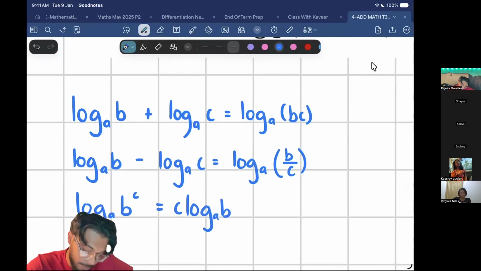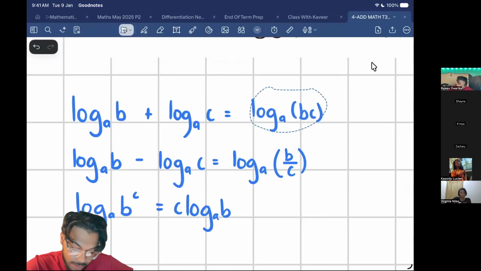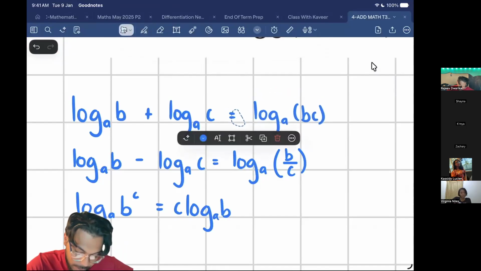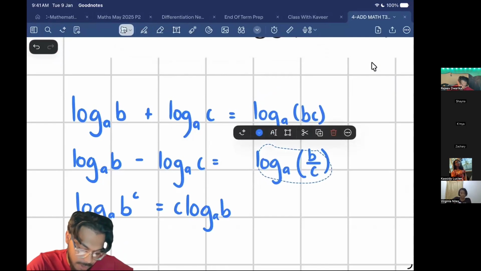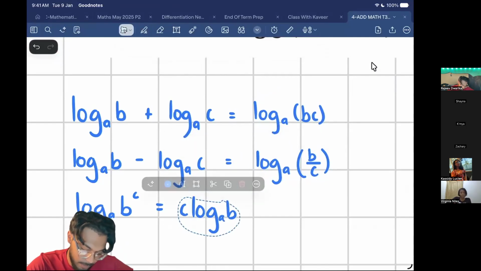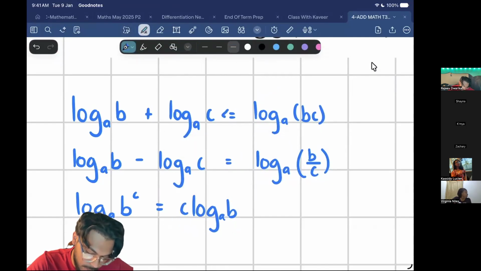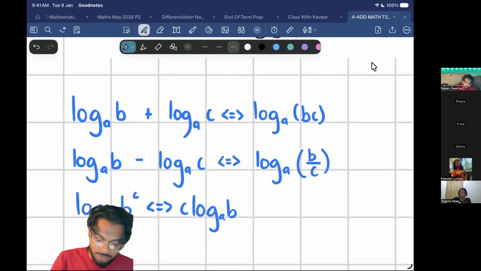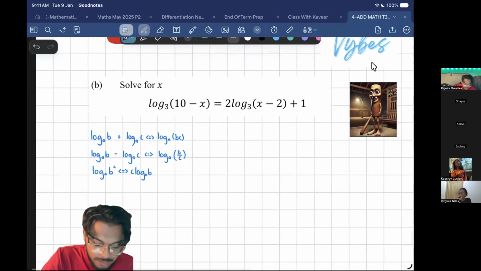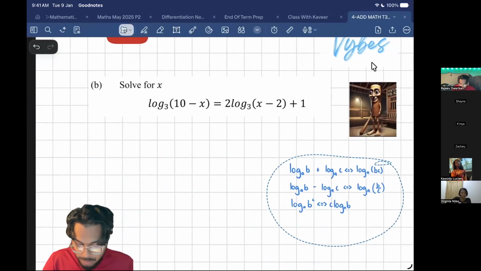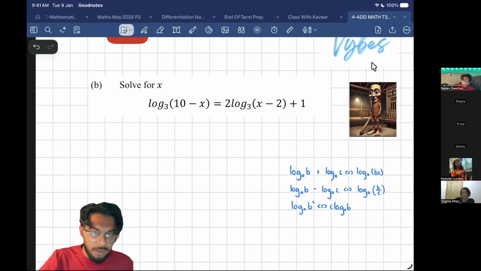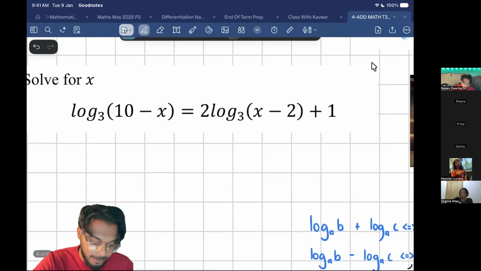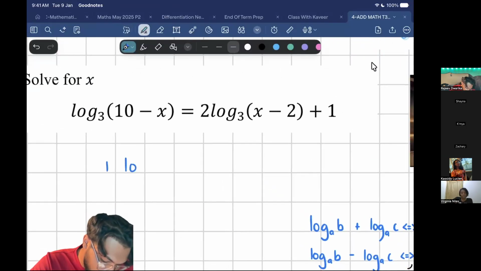I want you to understand something. All of these rules you learn are reversible, so you can use them in both directions if you want. I'm going to indicate that by putting this. Now, when you want to solve a log equation, you need to end up with one log term on either side.